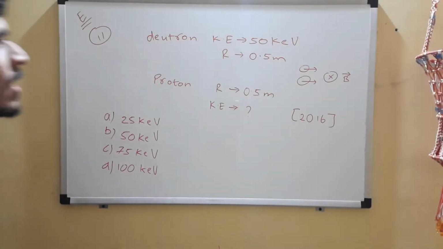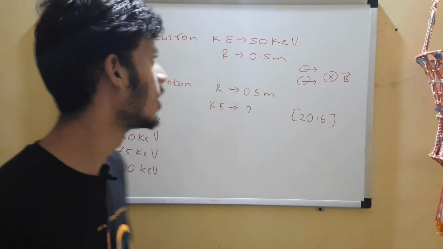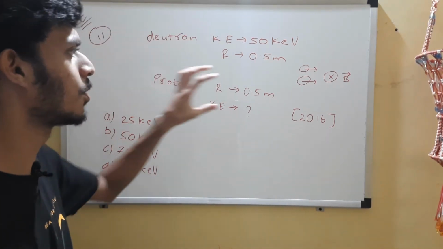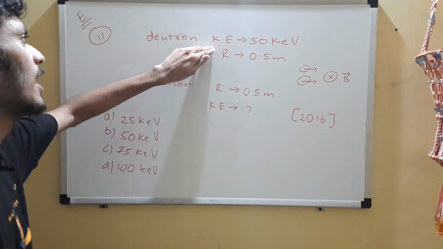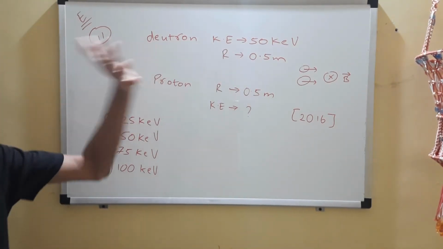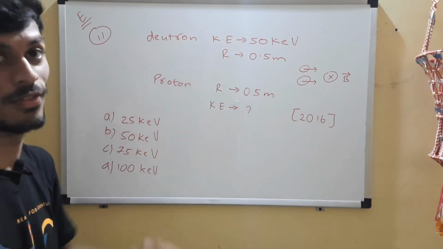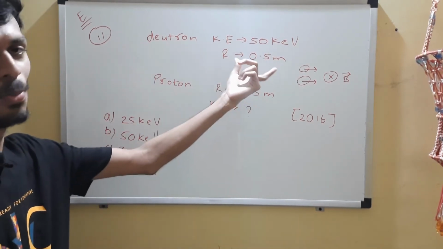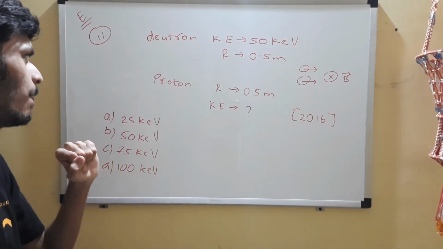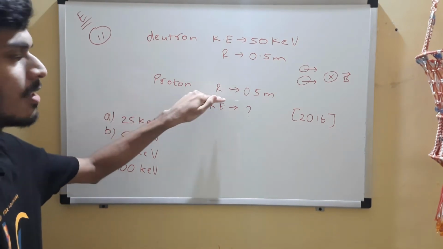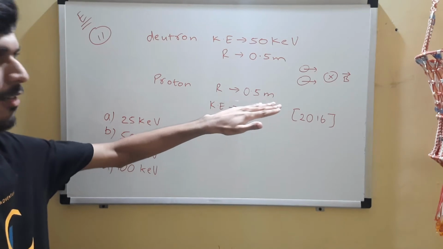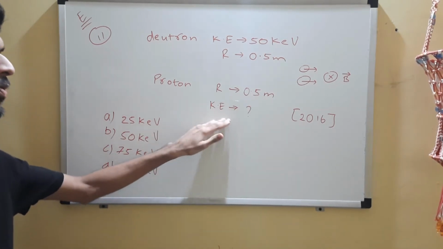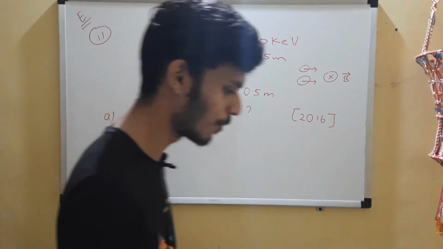So question 11 over here. Just like the previous question, here also you have fired a neutron and proton in a region of magnetic field. Directions as shown. The kinetic energy of neutron is 50 kilo electron volts. The radius of its circular path is 0.5 meters. Here also the radius of the circular path of proton is 0.5 meters. You are supposed to find the kinetic energy of proton.